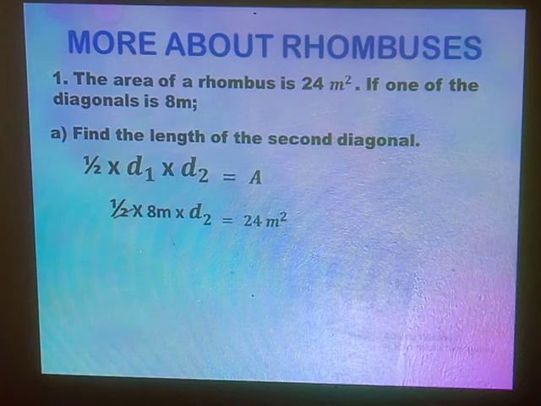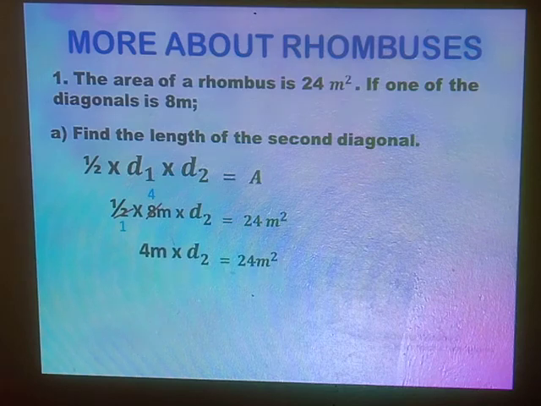2 divided by 2, what do you get? I believe you got that right. We get 1. We divide 8 also by 2. So 8 divided by 2, what do we get? We shall be able to get 4. So now from there we can proceed. We have 1 times 4 meters times diagonal 2 is equal to 24 square meters. So that will be our next step now. We're having 4 meters times diagonal 2 is equal to 24 square meters.